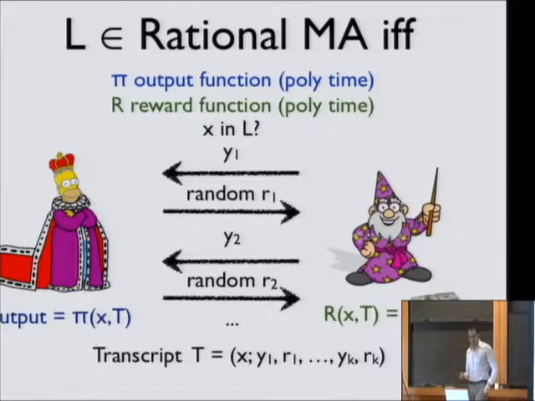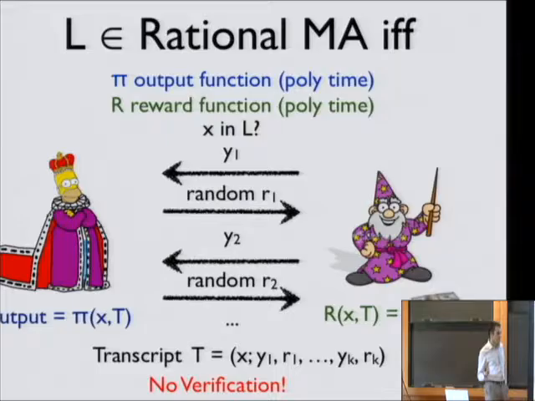And so far, this is all syntactic. I haven't told you what the desirable behavior of the players is. But one thing that I'm going to point out is that there's going to be no verification in our model. So the fact that he gets this output doesn't mean that he's verifying that Merlin isn't cheating him.